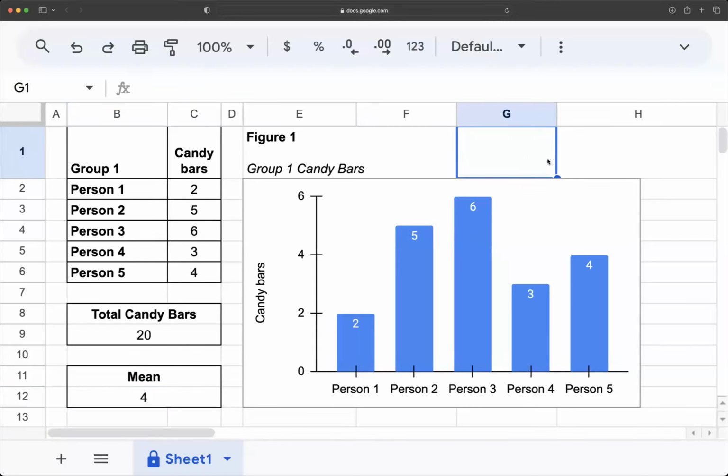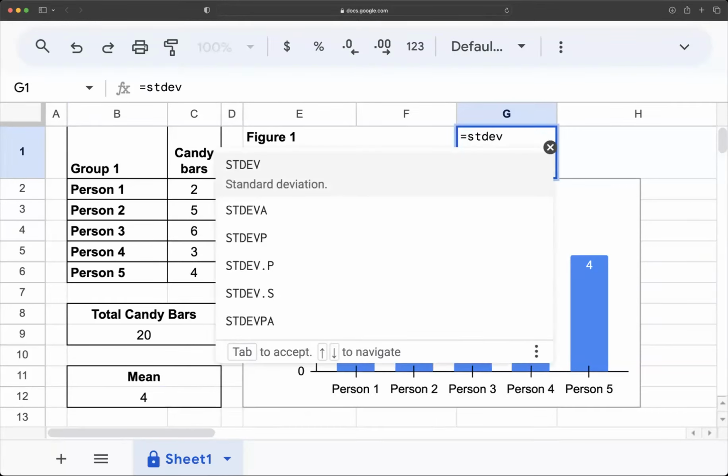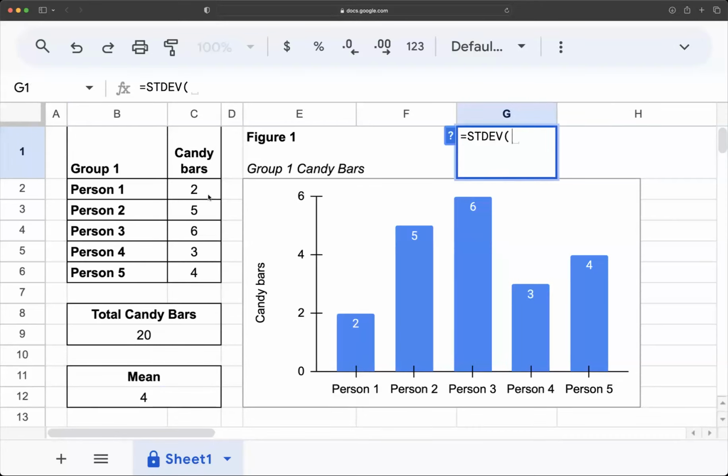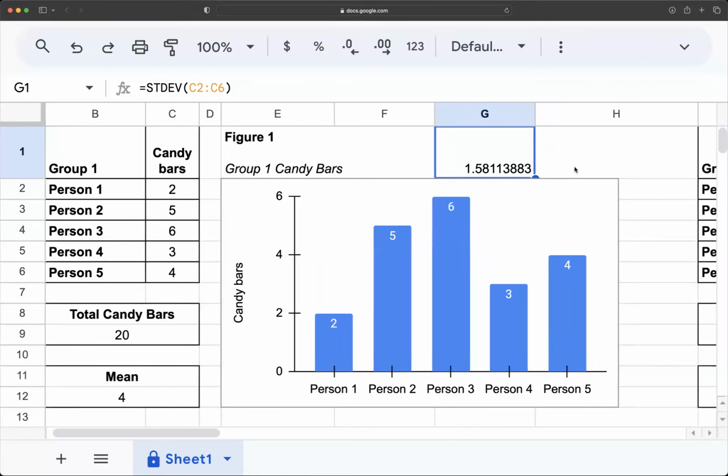Now, back in this example, I can calculate my standard deviation. I can say equals STDEV, my standard deviation, and calculate that for this sample. You can see that the standard deviation is 1.58. So what we're saying here is that on average, the variation between each person's amount of candy bars and the mean is 1.58.